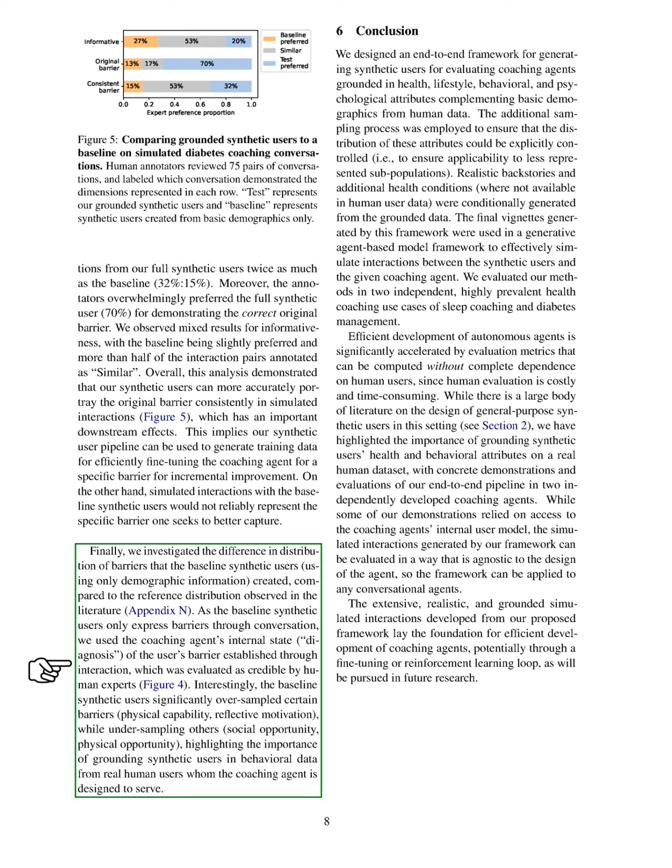We also examined the distribution of barriers represented by the baseline synthetic users compared to established reference distributions in the literature. The baseline users, relying only on demographic information, showed a significant overrepresentation of certain barriers, like physical capability and reflective motivation, while underrepresenting others, such as social and physical opportunities. This underscores the importance of grounding synthetic users in real behavioral data from the individuals the coaching agent aims to assist.